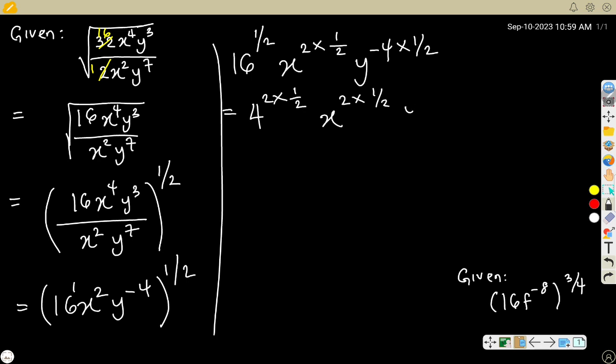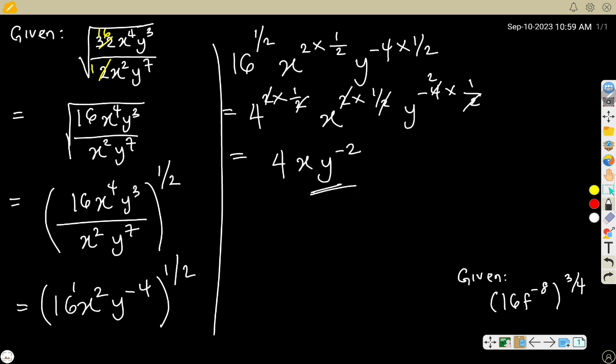Then y raised to power minus 4 times 1 over 2. So we can see that we cancel out 2, this remains 4. Then for x also, 2 cancels 2, it remains x. You know they are power 1, but we don't write power 1. 2 here is 1, 2 here is 2. So that is y raised to power minus 2.